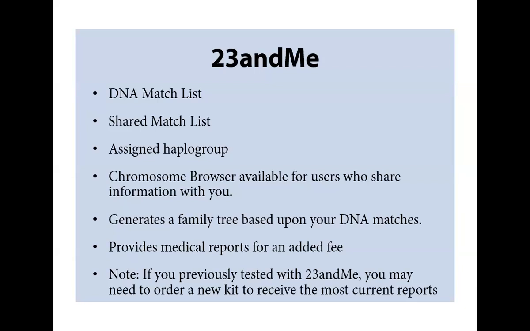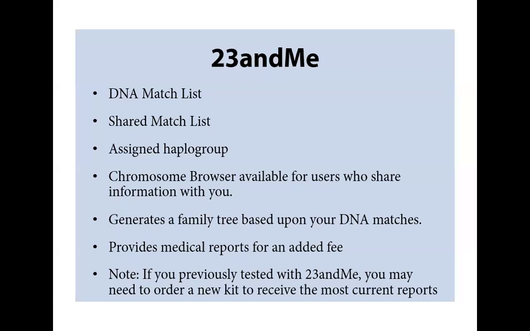23andMe also gives you, again, an autosomal test. You get your match list. You see people that you can match with. I will say it is a little bit trickier when you're trying to share information between DNA matches because you have to opt to connect with people on there. They do give you an initial haplogroup based on your autosomal test. However, it is not as specific as if you had tested with Family Tree DNA or Living DNA for that Y-DNA or mitochondrial haplogroup. So just keep that in mind.